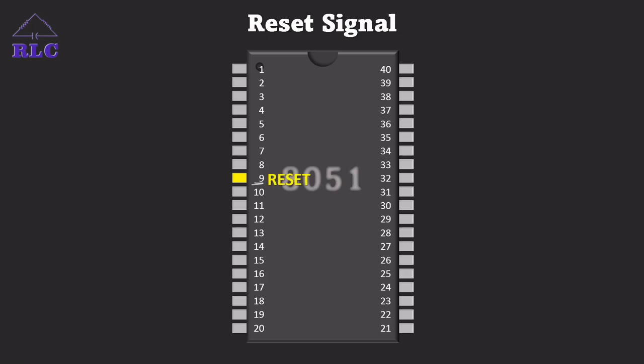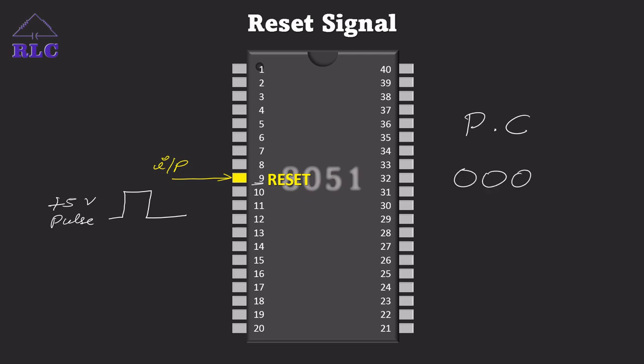This reset pin is an input pin. If we apply a positive 5 volts pulse to this pin, then the microcontroller will stop all its operations and reset the values of the SFRs to their original state. And the main thing is that the program counter register value will be 0000H.